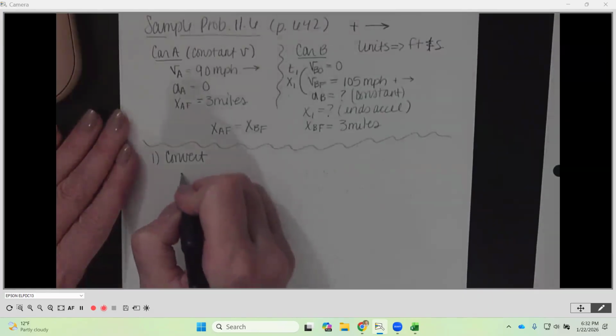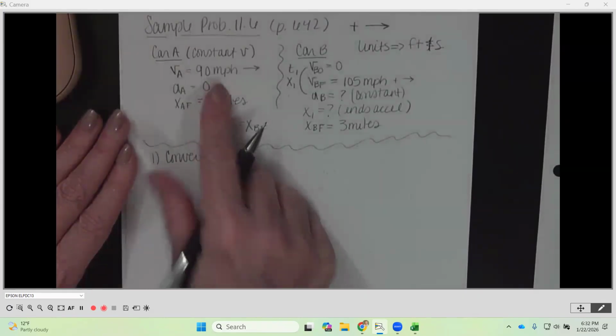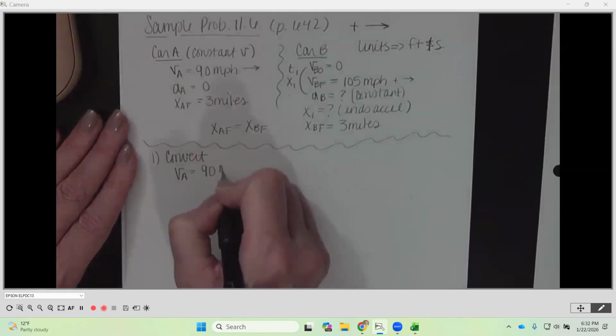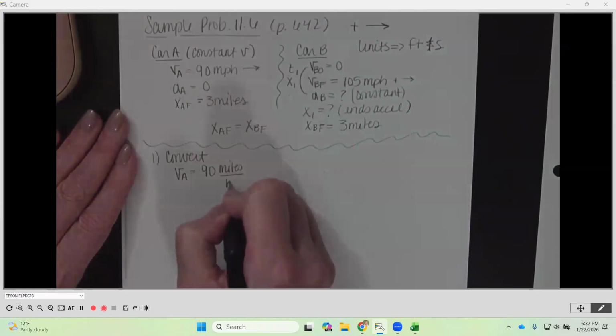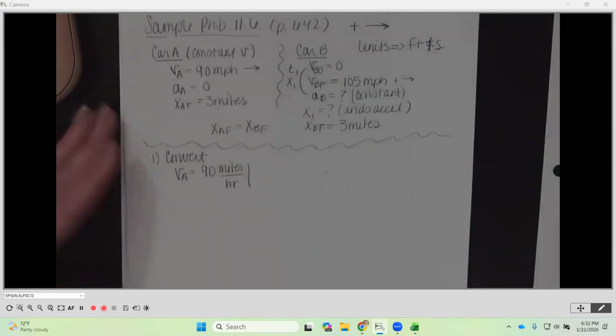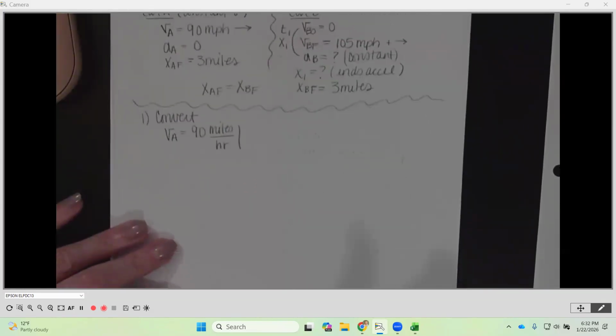So our first one here is we are going to convert the 90 miles per hour. So the velocity of A is equal to 90 miles per hour. Remember, we're going to use the ratio method so that you show the cancellations. I don't want anybody just putting it in a calculator and saying, oh, here's the final number. You have to show me any conversions that you do as well, and they're going to be in the ratio format that we've done in other courses.